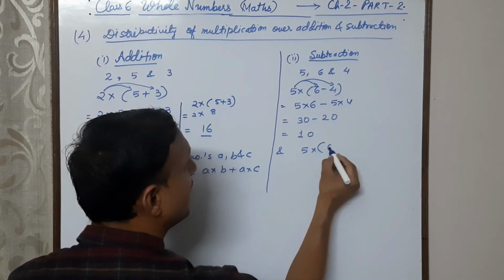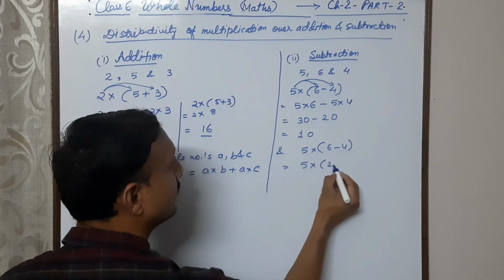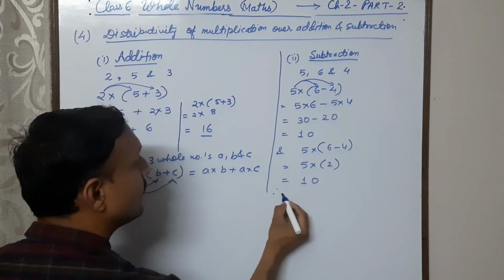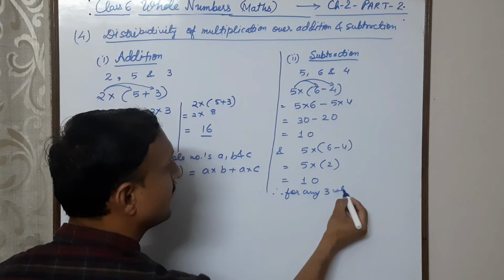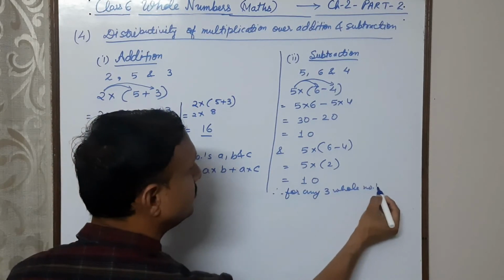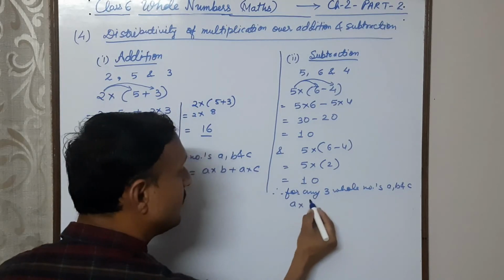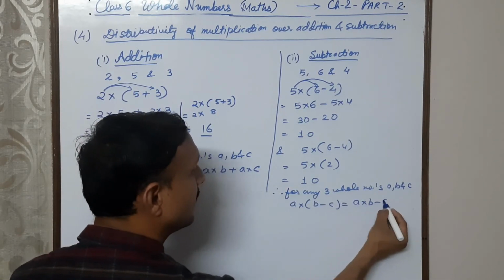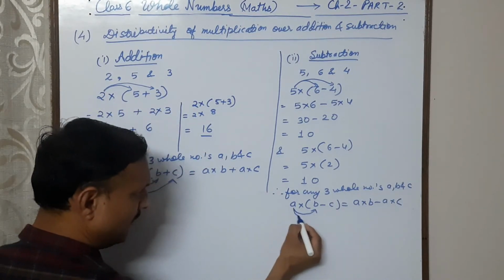And 5 into 6 minus 4. First of all, let us solve the bracket. 6 minus 4 is 2. And 5 2s are 10. Therefore, for any three whole numbers A, B and C, A into B minus C equals A into B minus A into C. A is distributed to both B as well as C.